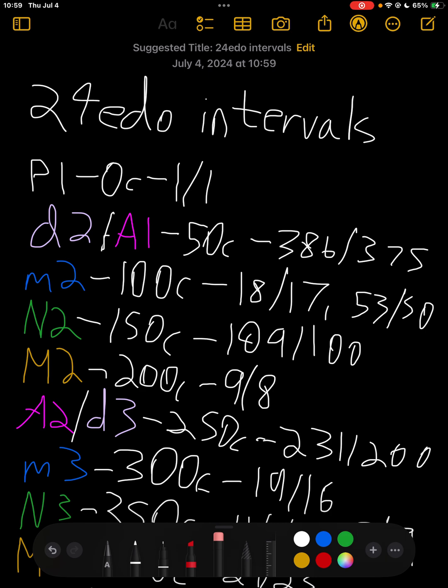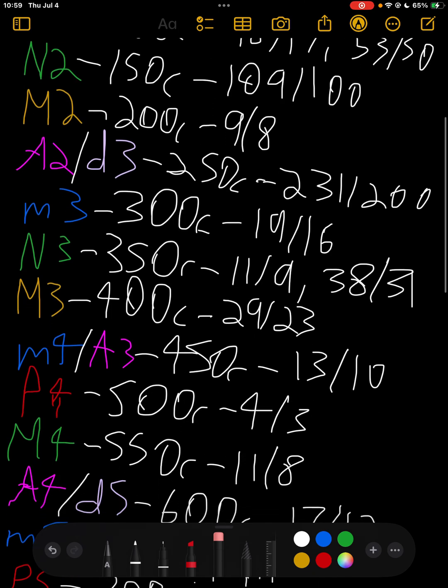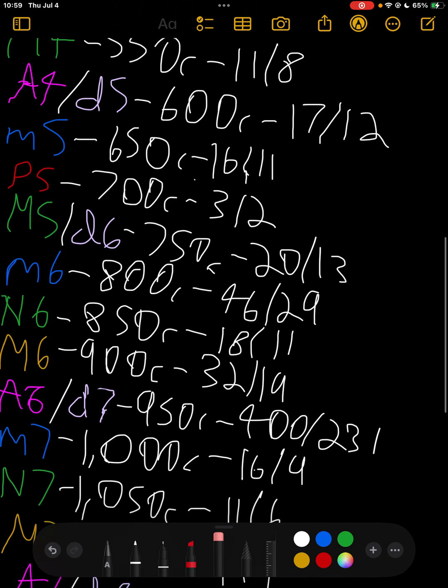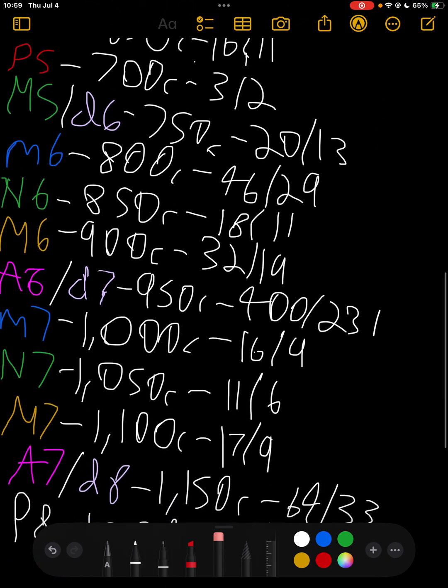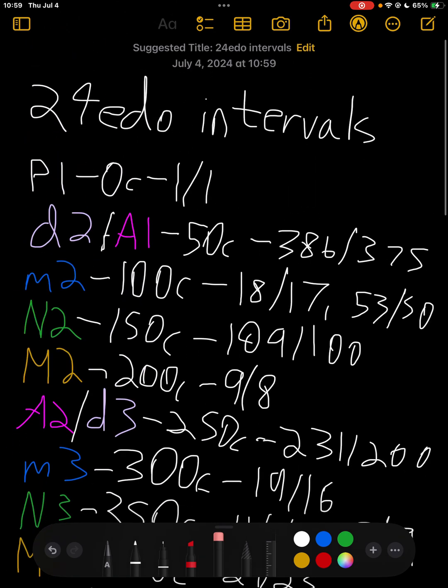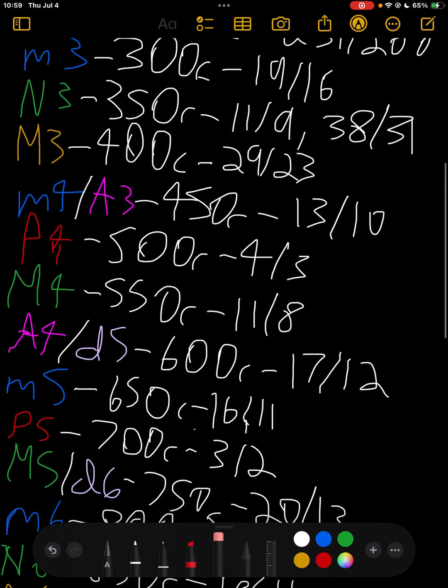So the values are 0, 50, 100, 150, 200, 250, 300, 350, 400, 450, 500, 550, 600, 650, 700, 750, 800, 850, 900, 950, 1,000, 1,050, 1,100, 1,150, 1,200. And here are the approximate ratios. I'm not going to run through all of them now, so I'm just going to scroll down.